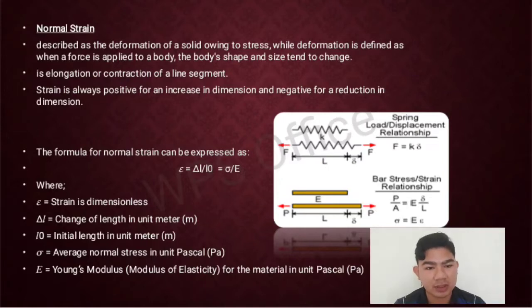Strain is always positive for an increase in dimension and negative for a reduction in dimension. We can show the figure of how it looks, and then the formula for normal strain can be expressed as strain, dimensionless, equal to change of length over initial length, equal to average normal stress over Young's modulus.